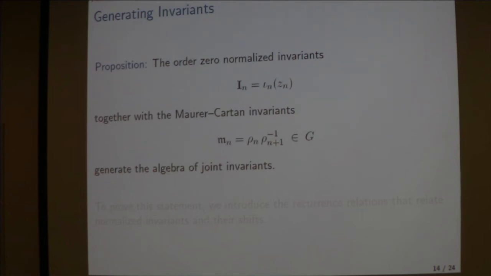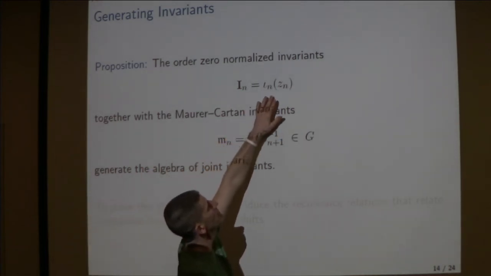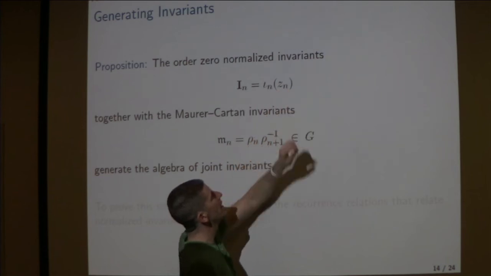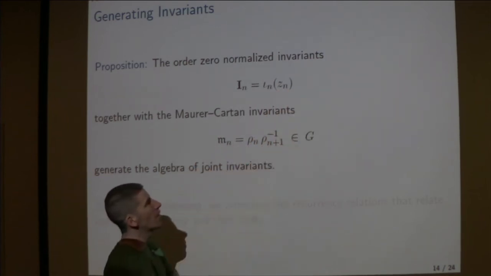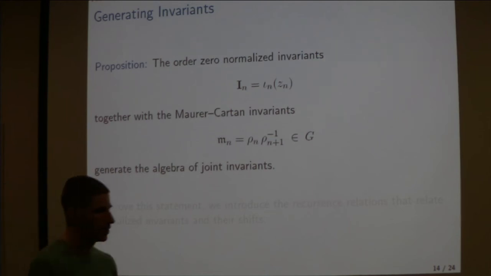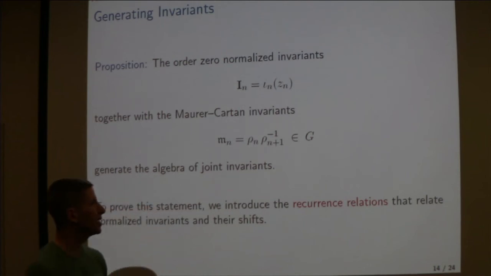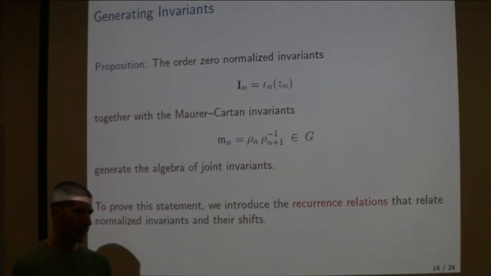And so the proposition is the following one. The order 0 normalized invariants, the ones that you obtain by invariantizing Zn, and the Maurer-Cartan invariants generate the algebra of finite difference, the algebra of joint invariants. So if you know those invariants, then you can construct all of them from those. This can be proven using the recurrence relations that exist.